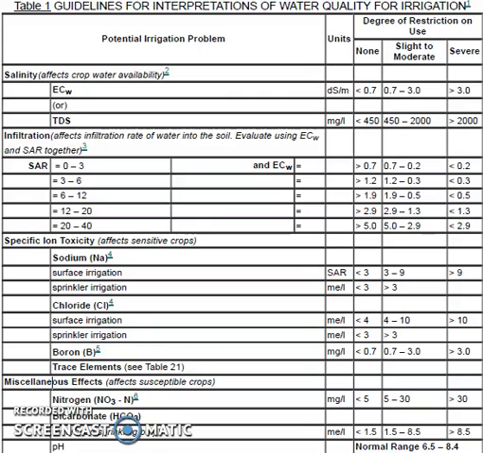As I told you, the FAO depends on four problems that can be found in irrigation water. The first is salinity, the second is infiltration rate or infiltration problem. The third is specific ion toxicity. The last problem is miscellaneous effect. Let us start with salinity.